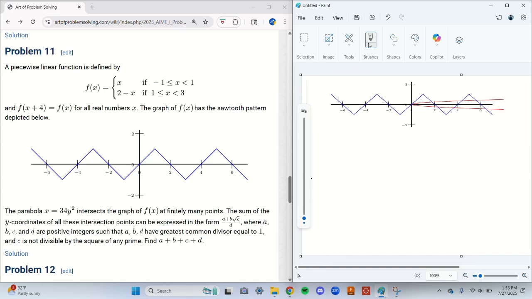In this video, I will be going over the solution to problem 11 on the 2025 AIME 1. The problem gives us this piecewise linear function that's going up and down, and then it says that the parabola x equals 34y squared, which is here, intersects this graph at finitely many points. And then we're asked to find the sum of the y coordinates of all these intersections.